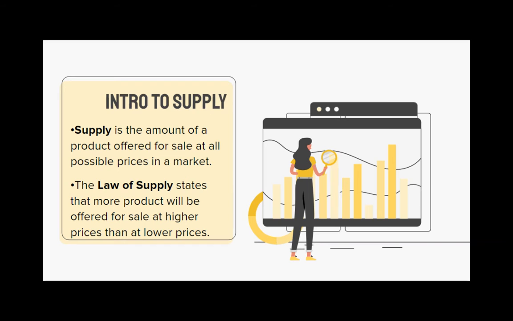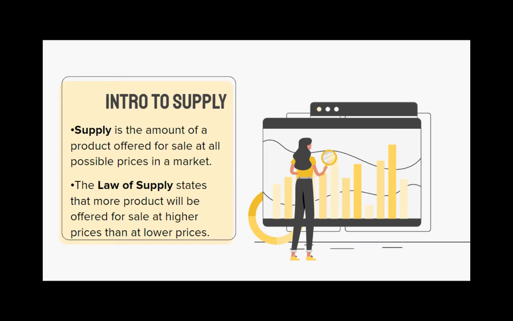Okay, so a couple definitions. Once again, I will print this out for you guys in class. It'll be on the review sheet. And for you guys at home, make sure you get the definitions down in writing somewhere, because that's going to be important to have. Supply is the amount of product offered for sale at all possible prices in the market.